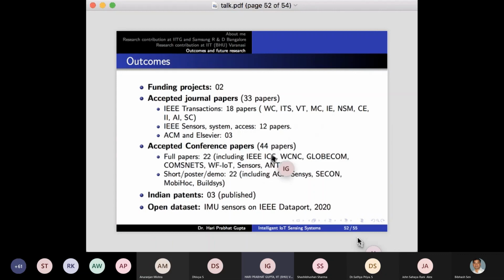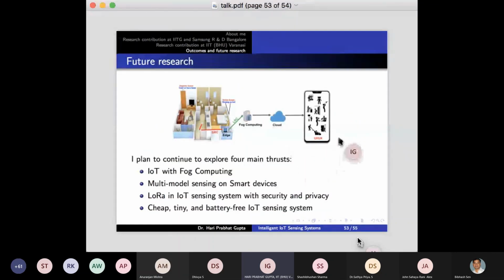We also have some conference papers, and we also have 3 patents in this direction. And recently we made an open source contribution towards society: IMU sensor data on IEEE DataPort. So this is available as a contribution. We also find some future directions. What else is remaining in this?